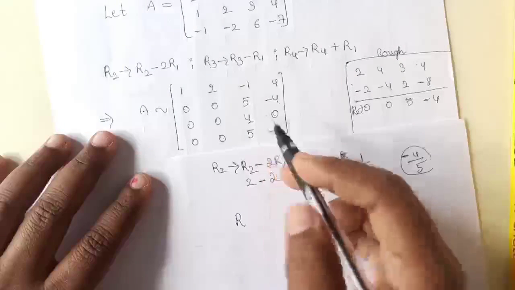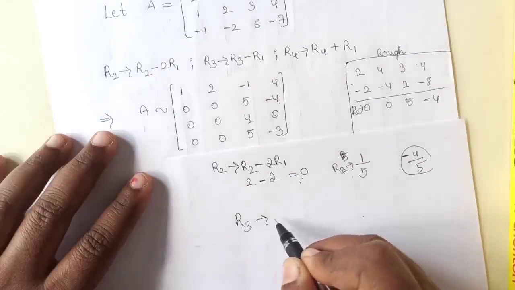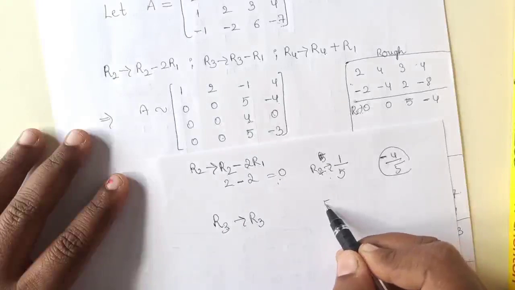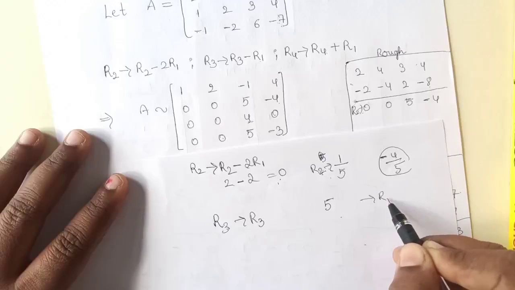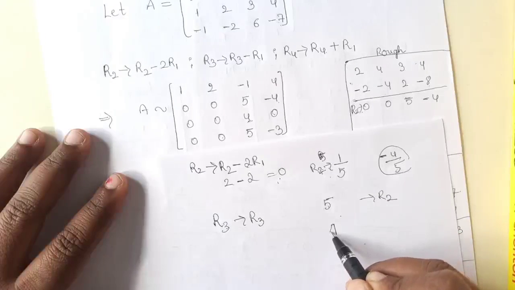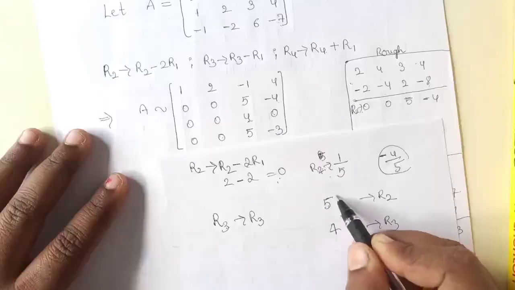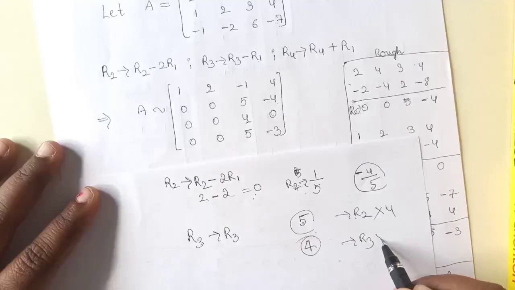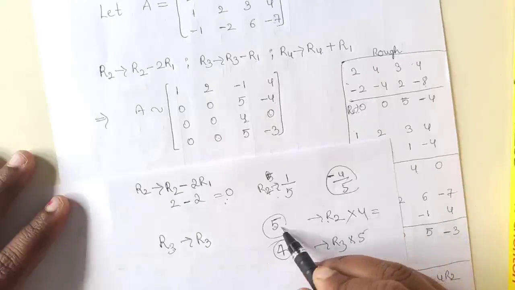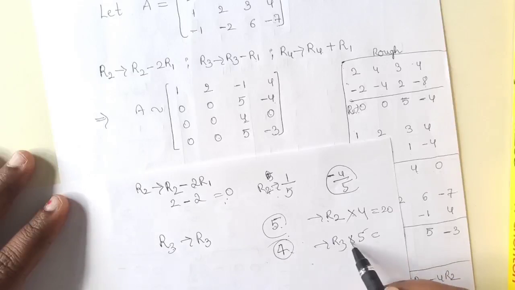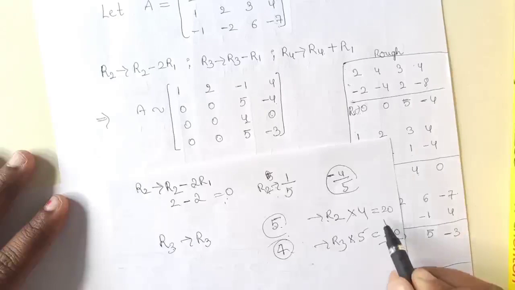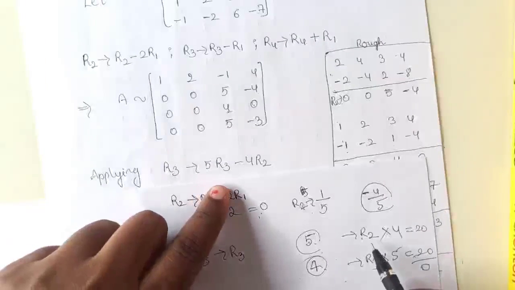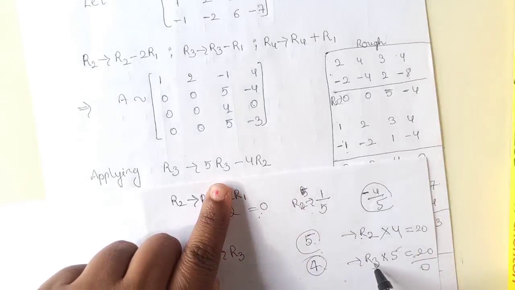So see here we apply the operation for R3. We have 4 in the R3 row and 5 in the R2 row. In order to get 0, we have to multiply R2 by 4 and R3 by 5. Then we get 5 into 4 equals 20, 4 into 5 equals 20, and 20 minus 20 equals 0. So we have to multiply R2 by 4 and R3 by 5.